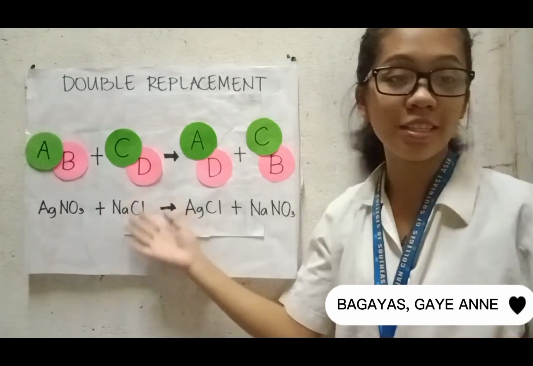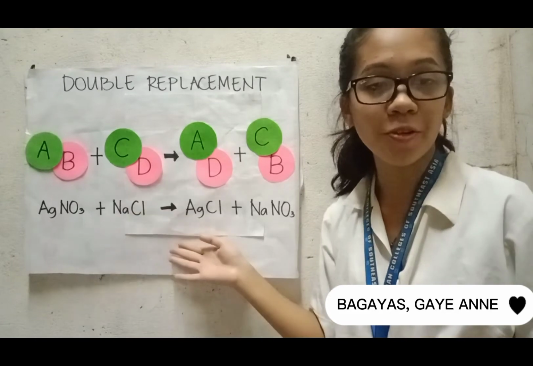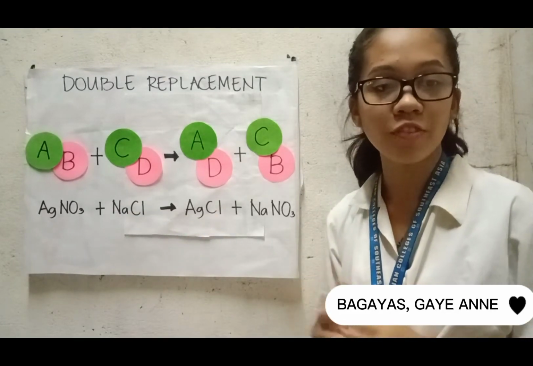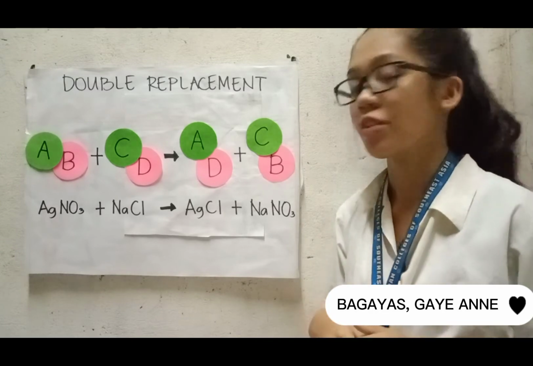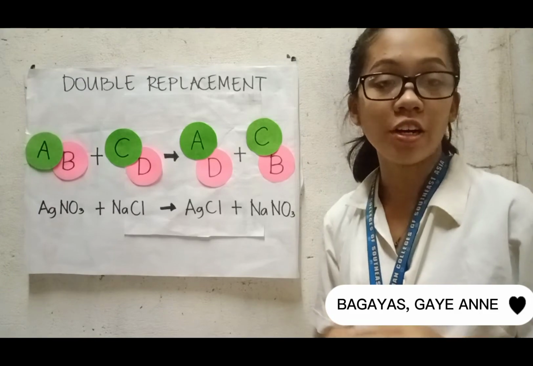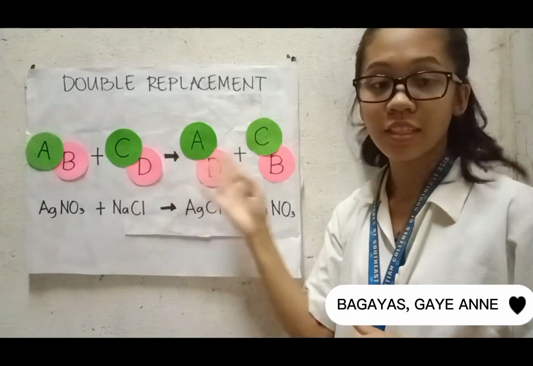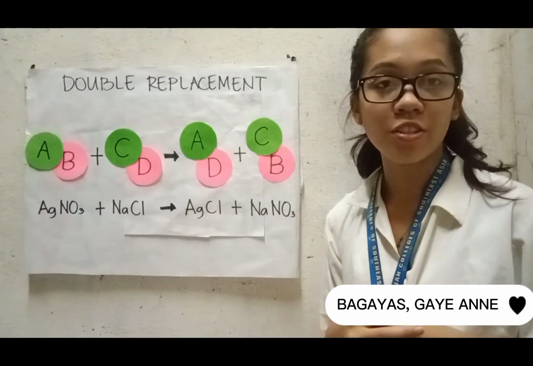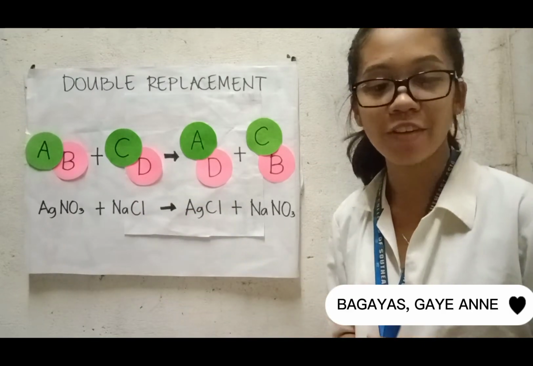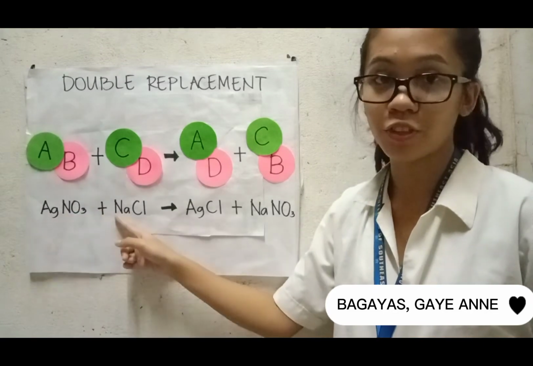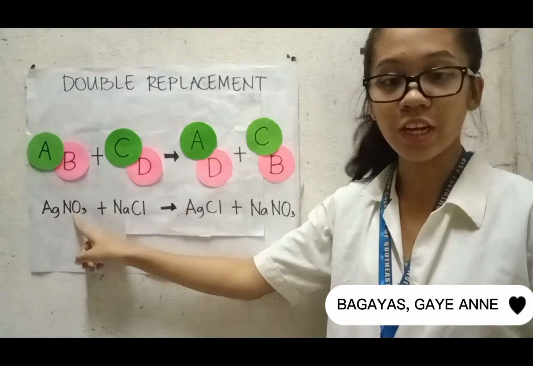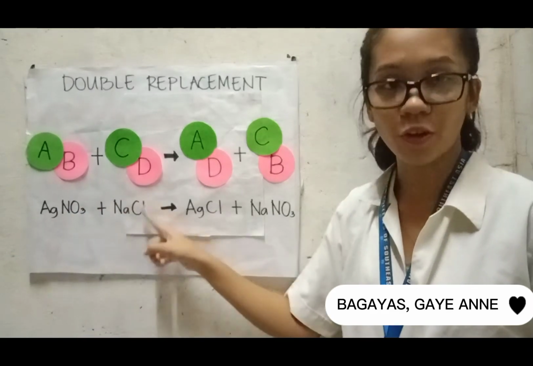So here is my example. All of these compounds are ionic, which means that we can break them down into the positive and negative ions that they're made up of. Note that the positive ions, or the cations, are in green, and the negative ions, or the anions, are in pink. In my example, we have silver nitrate and sodium chloride. They're made up of silver, nitrate, sodium, and chlorine.